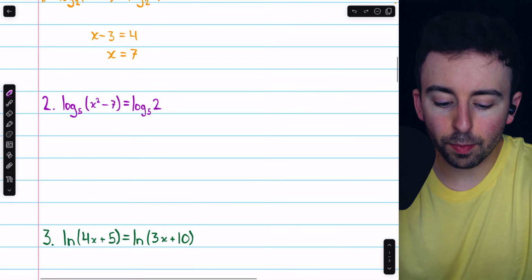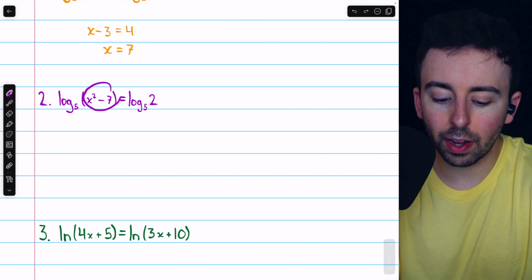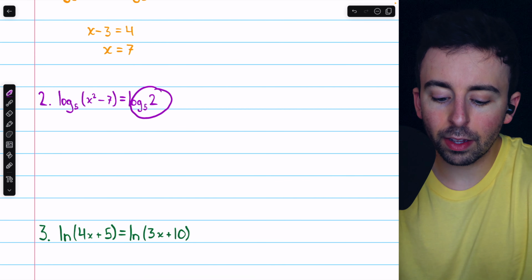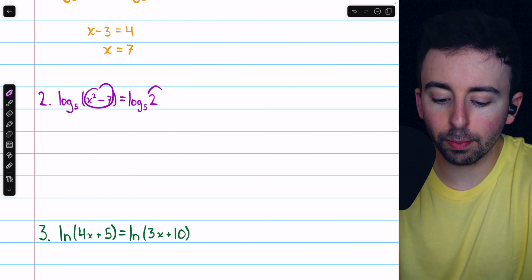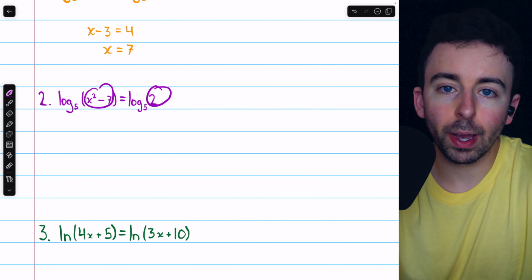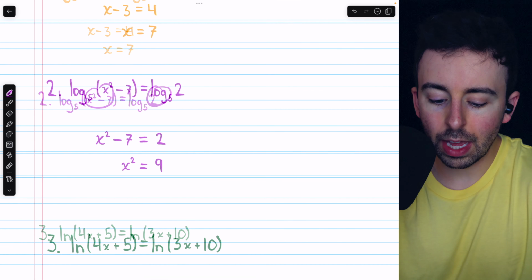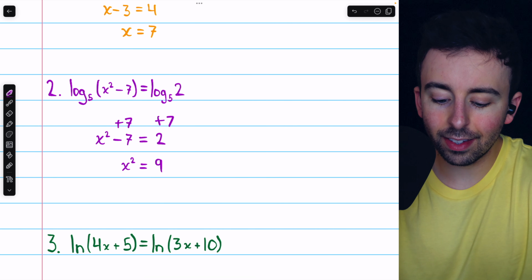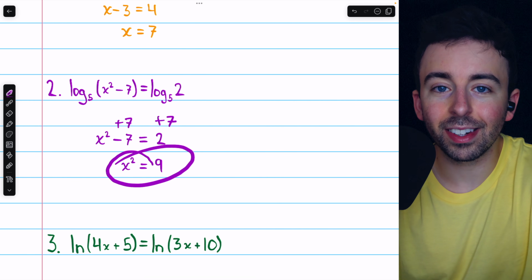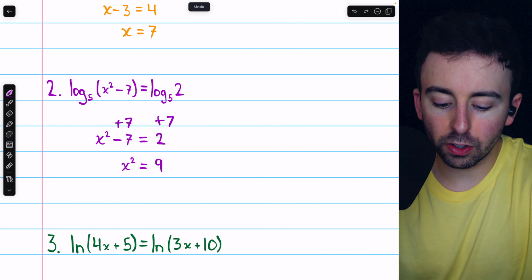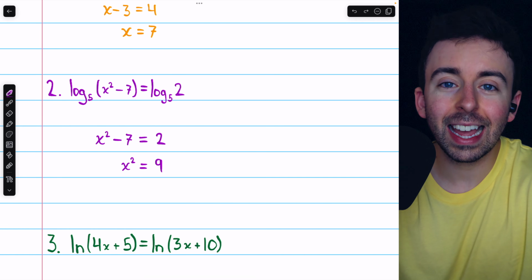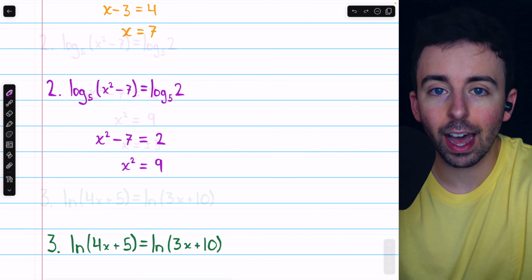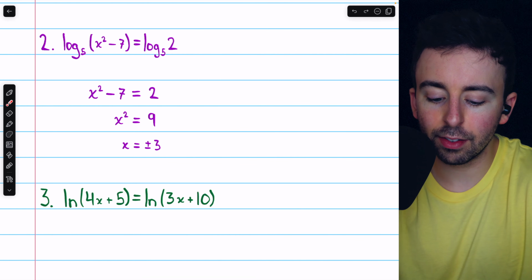Moving on to the second problem, we have log base 5 of x squared minus 7 equals log base 5 of 2. Equal logs with the same base, so the inputs must be equal. x squared minus 7 must equal 2. Then adding 7 to both sides tells us that x squared must equal 9. There are two numbers that satisfy that equation. Positive 3 squared is 9, and negative 3 squared is 9. So x equals plus or minus 3.